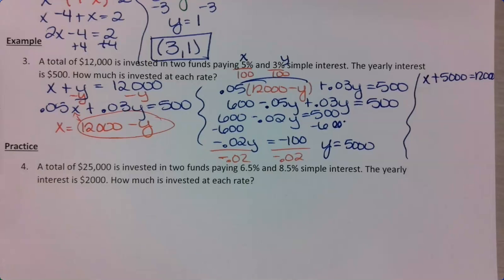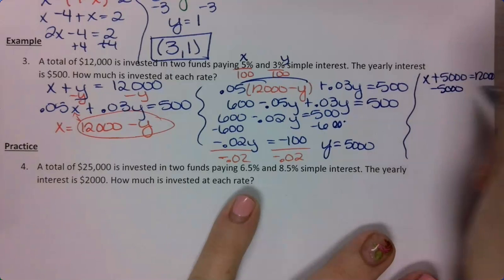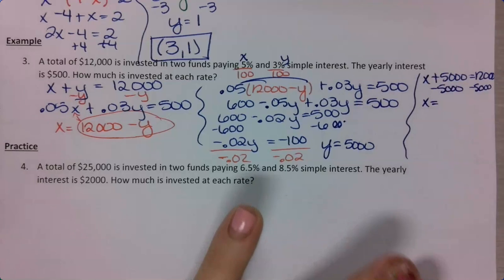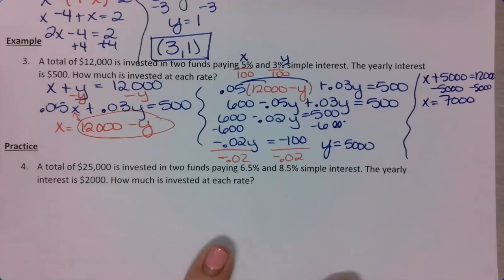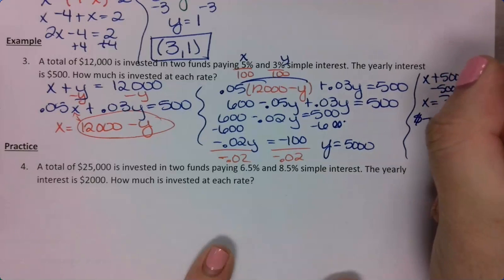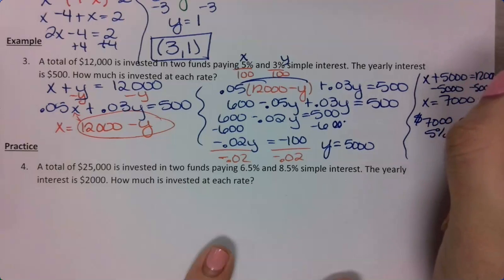I apologize. Okay, how do I get x alone? And x is... Okay, so since this was a word problem, I need to give it back in context. So 7,000 at 5%, and 5,000 at 3%.